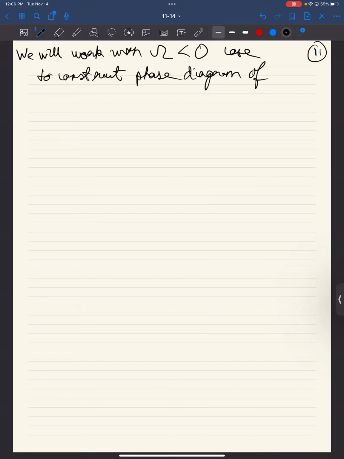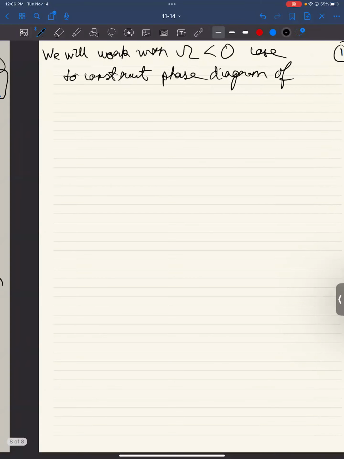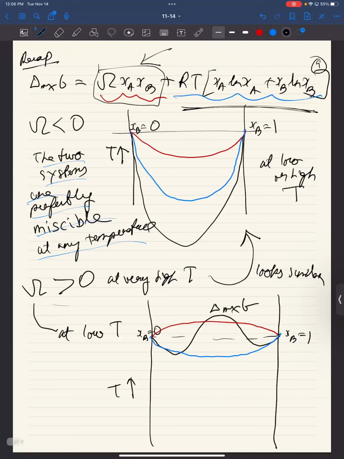No, this applies at any temperature. Because remember, with omega negative, the temperature just didn't matter. It mixes at all temperatures. Yet you think, well, why do you need a phase diagram? It should be very simple, right? Yet there is a phase diagram, which is super interesting.